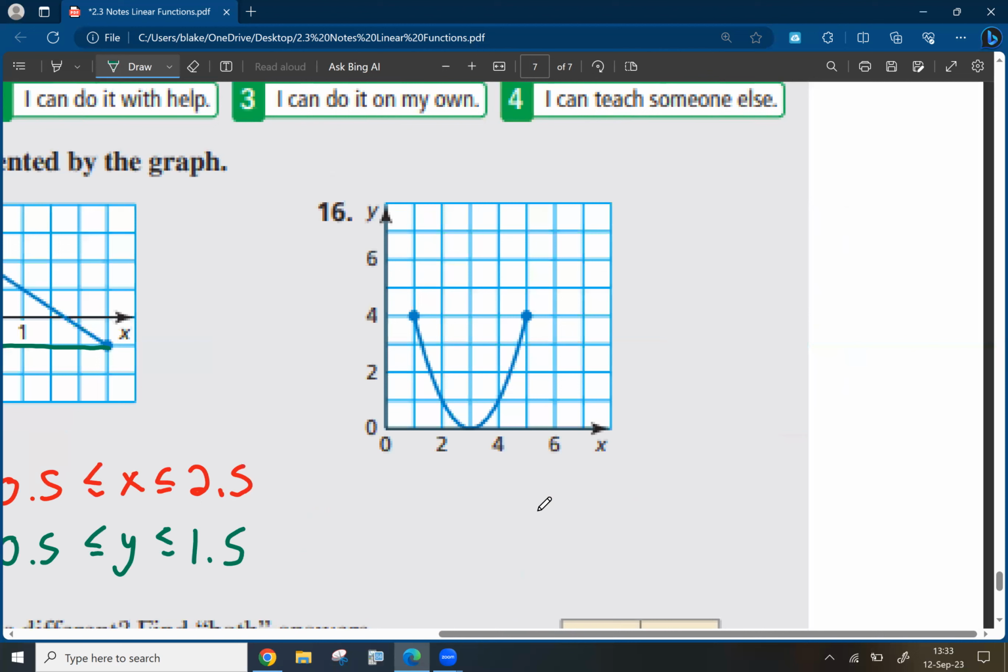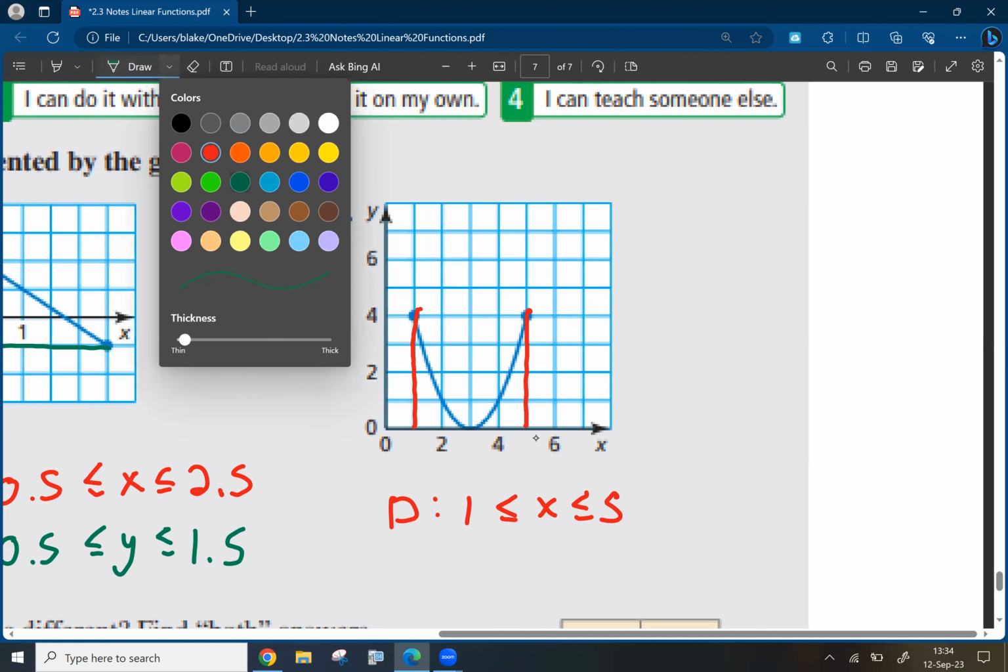And now number 16. So domain. So again, domain, how far left is it to how far right is it? So the furthest left is at 1, and it's continuous until 5. So from 1 to 5 is my domain.